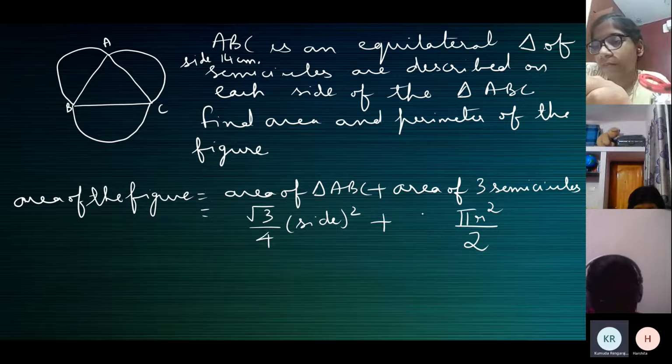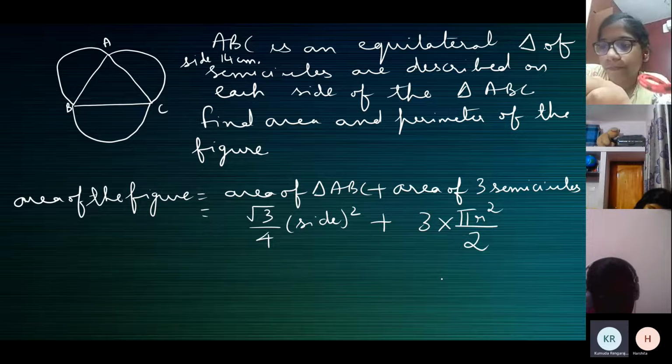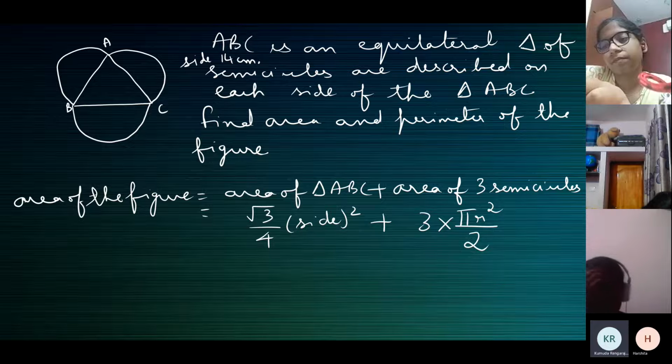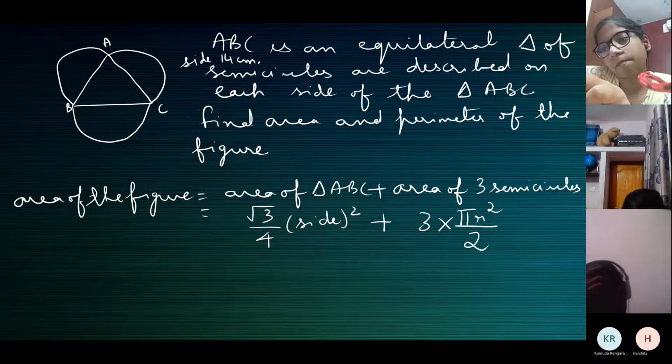Like this, we have 3. So 3 into pi r square by 2. See, it's pi r square by 2 plus pi r square by 2 plus pi r square by 2. Repeated addition is multiplication. 5 plus 5 plus 5 is 3 into 5. Similarly, pi r square by 2 three times, because 3 semicircles. So it is 3 into pi r square by 2.